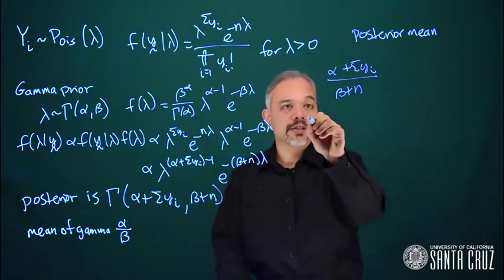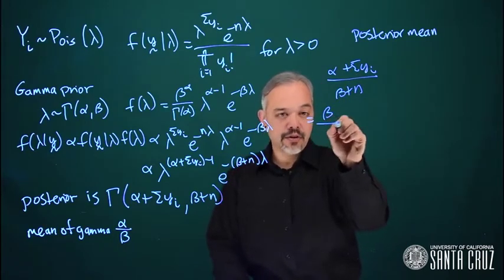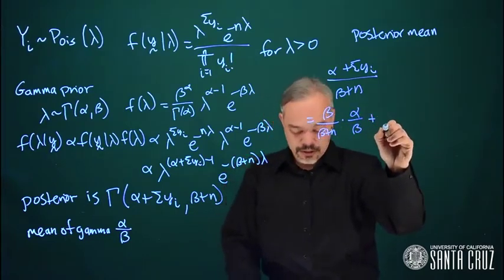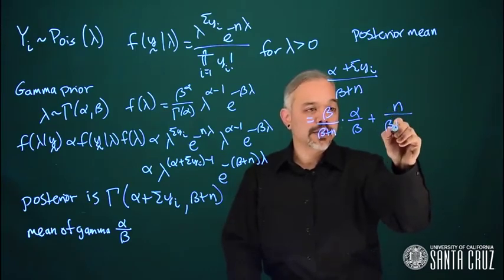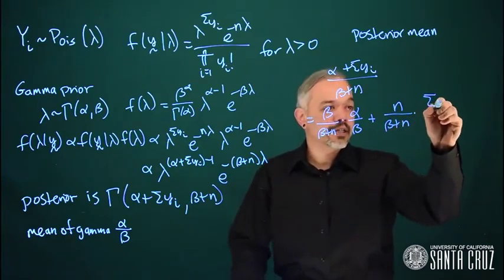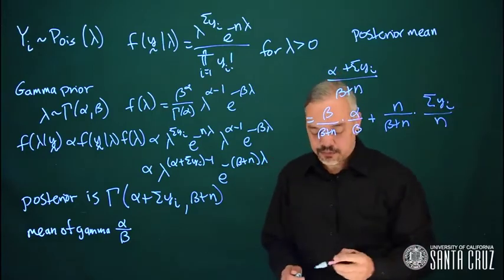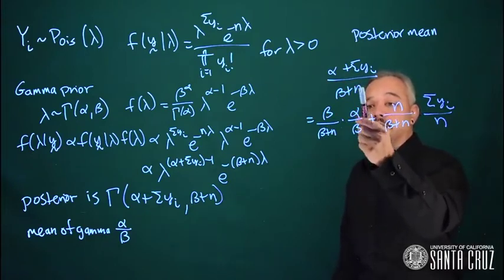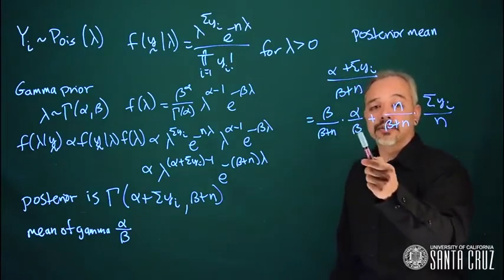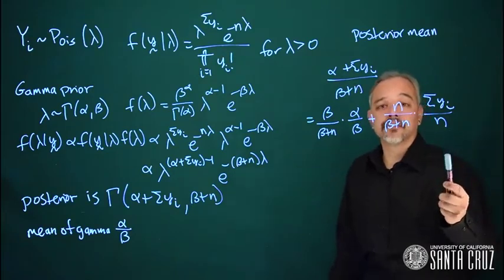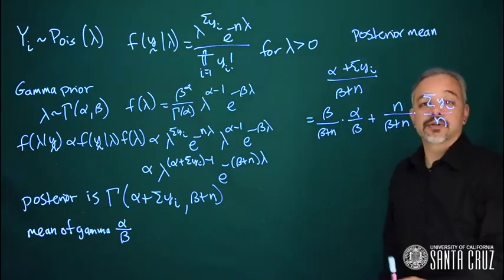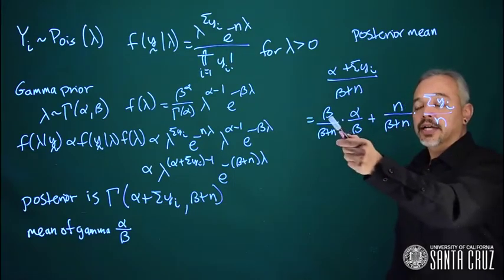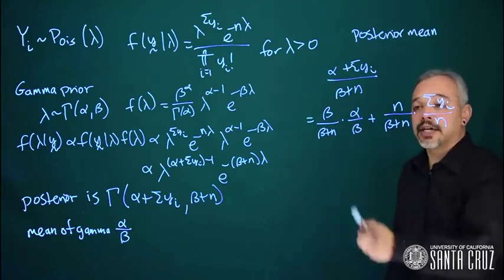We can then rewrite this as beta over beta plus n times alpha over beta, plus n over beta plus n times sum of the y sub i's over n. So we can see that in this case as well, our posterior mean is a weighted average of the prior mean and the data mean. The weights add up to 1. With the n here, this is clearly the sample size for the data, and so the effective sample size for the prior in this case is beta.